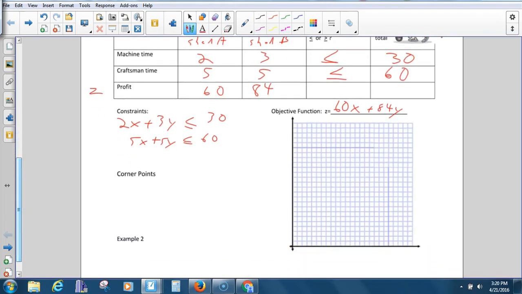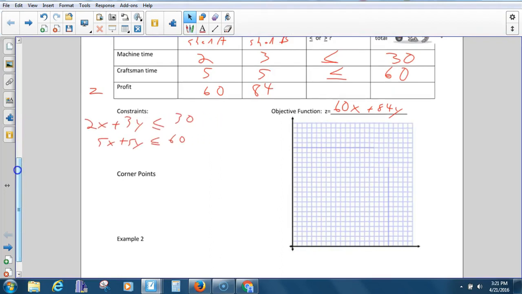Now we're going to graph our lines. So what I need to do now is take both of these and rewrite them in y inequality form. So I'm going to move my 2x over by subtraction and divide by 3. That's going to give me y is less than or equal to negative 2x, but I divide by 3, plus the 30 divided by 3, which is 10.